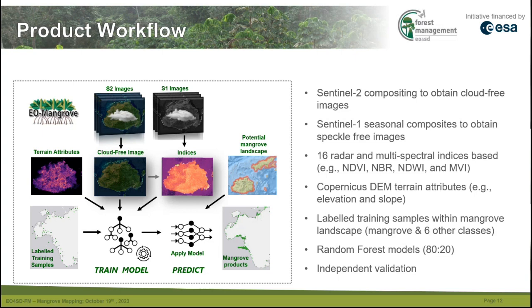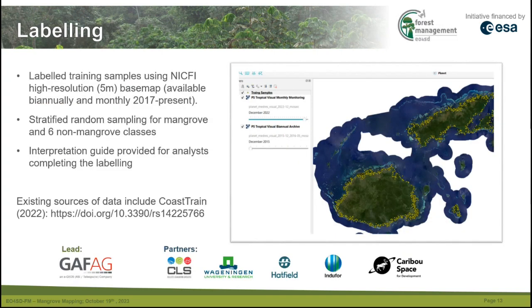We build label training data through visual interpretation. We'll go into a bit more detail. The modeling approach that we've chosen is to use random forest with an 80-20 training validation split, so that we can complete independent validation. We know that there are more sophisticated modeling approaches out there, but random forest is widely adopted and gives us a better opportunity with capacity building or training if we're using a modeling approach like random forest.